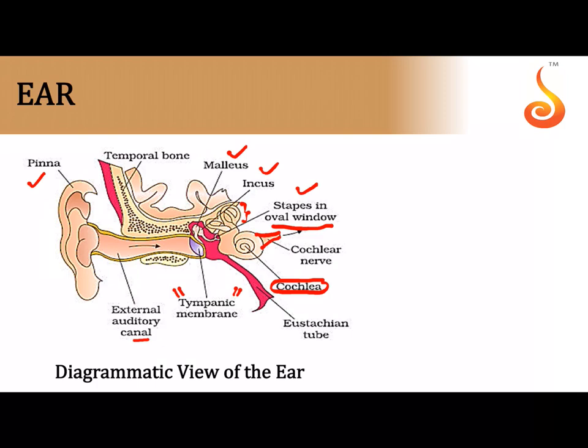Okay, this entire inner ear that you see is made up of bone. So this brown covering that they have shown here in the inner ear is actually bony, and that is why the inner ear is also referred to as the bony labyrinth. It is actually a bony compartment or a bony chamber. That's why it is referred to as the bony labyrinth.